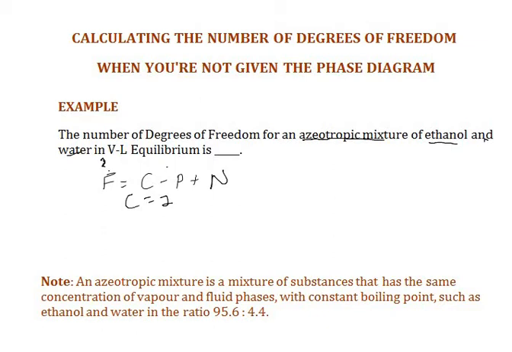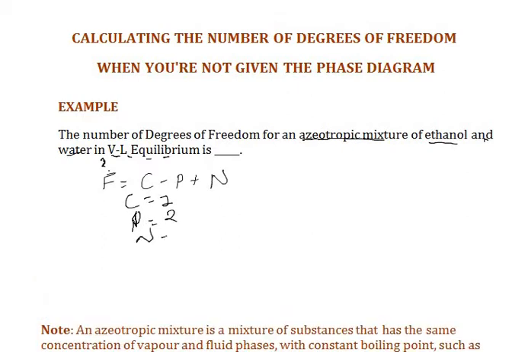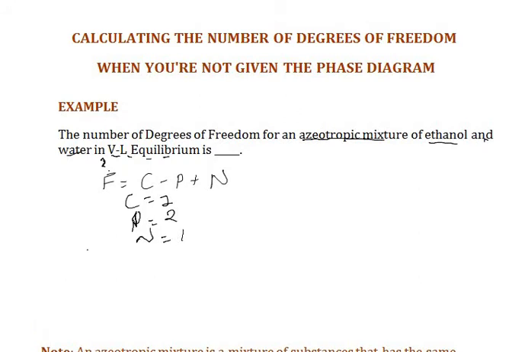Hence our number of phases P is 2, right? Our vapor and liquid phase coexisting will give us 2 phases. So you can see, even though we're not given our phase diagram, we are already given the information we needed. As for the N, because this is an azeotropic mixture and of course it's binary, our N will typically be equal to 1, not 2, as in a well-defined water unary system.